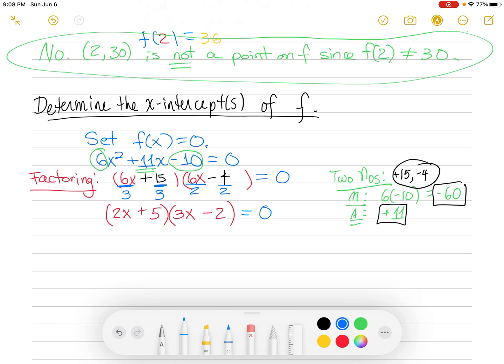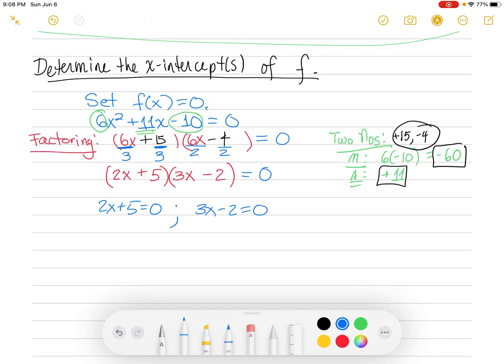Now anytime you have two factors multiplied to give you 0, one of those factors has to necessarily be 0. So either 2x plus 5 is 0, or 3x minus 2 is 0. So what we've done is basically reduced this quadratic equation to two simple linear equations. The first one we can subtract 5 from both sides. The second equation we could actually add 2 to both sides.